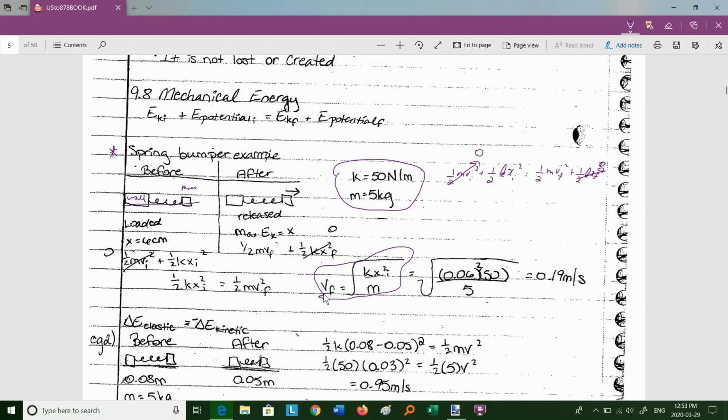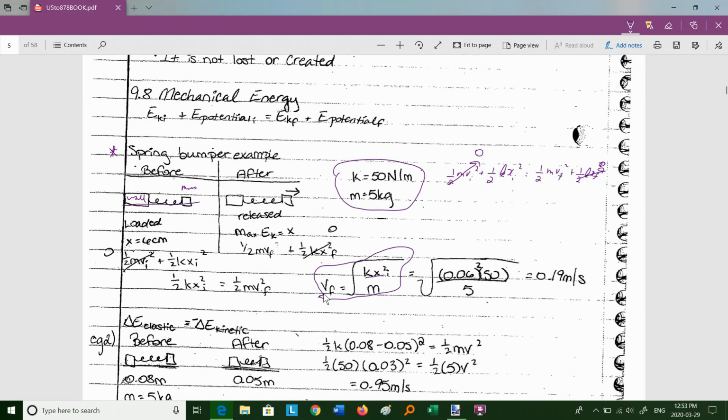KE equals 1/2 k x_i squared. I put the 50 after, so fine, that's okay. Divided by the mass, so 50 is my k, 0.06 is my x, square it, divide by 5, take the square root, and you're going at 0.19 meters per second. So that is a classic spring bumper example.